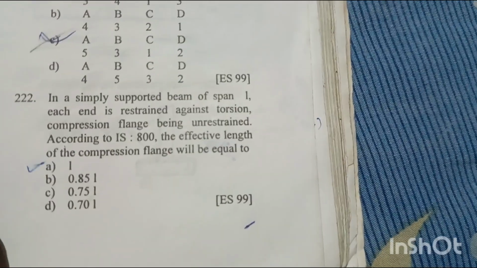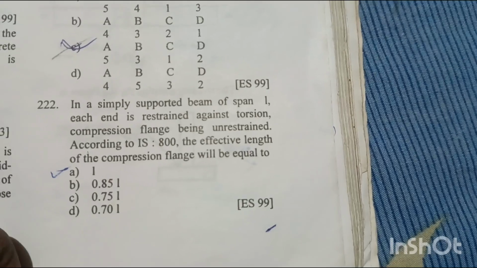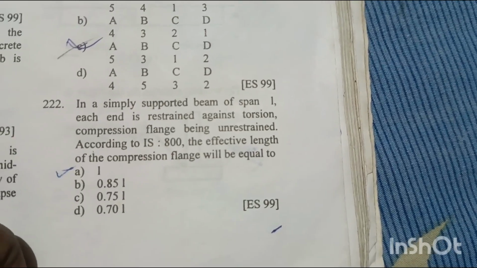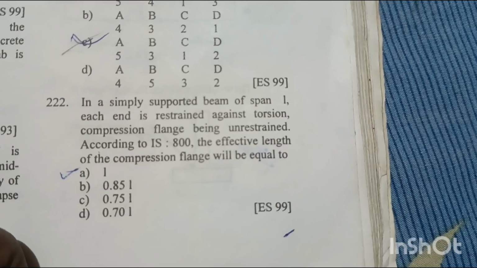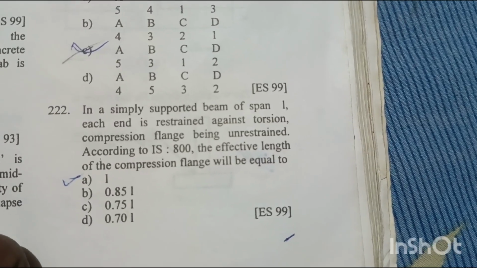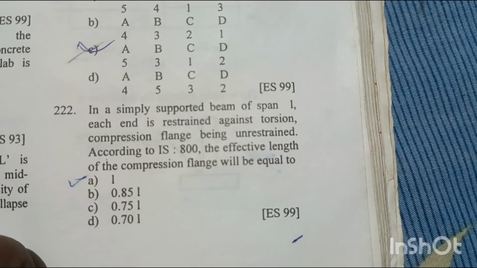Question number 222. In a simply supported beam of span L, each end is restrained against torsion, compression flange being unrestrained. According to IS 800, the effective length of the compression flange will be equal to L. Option A is right answer.